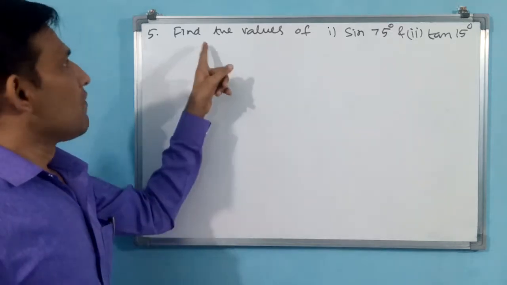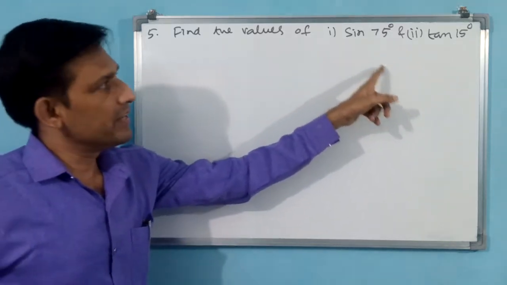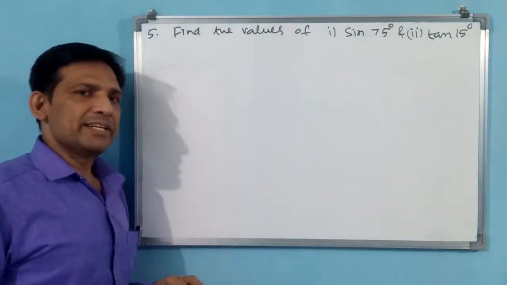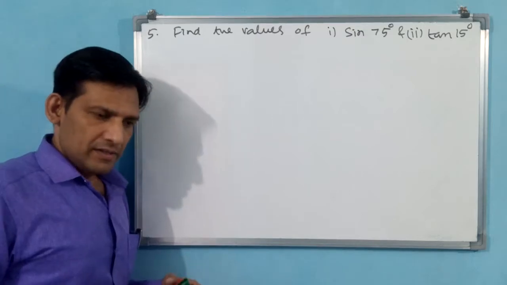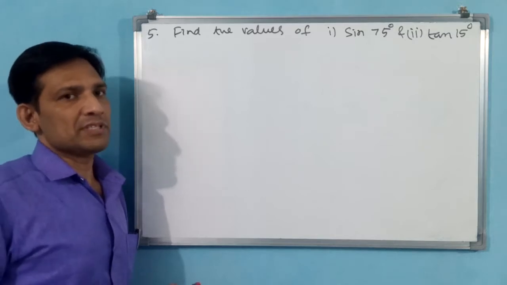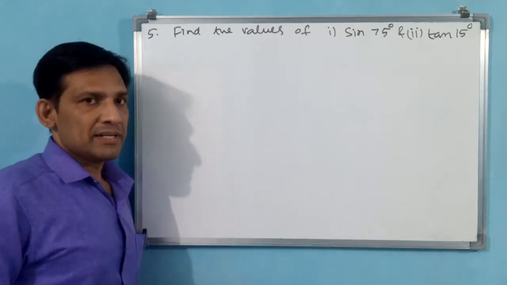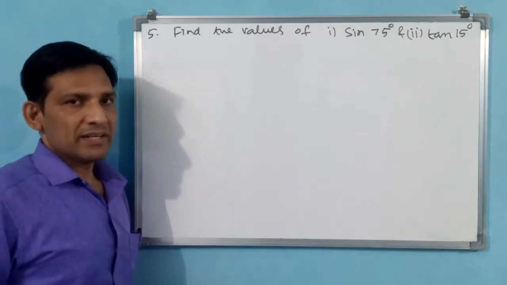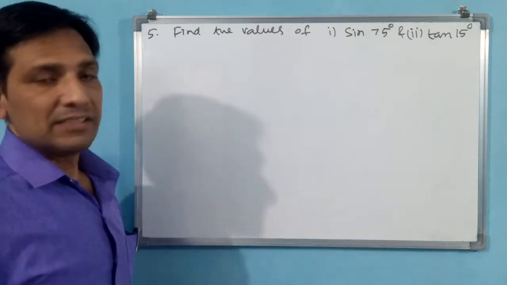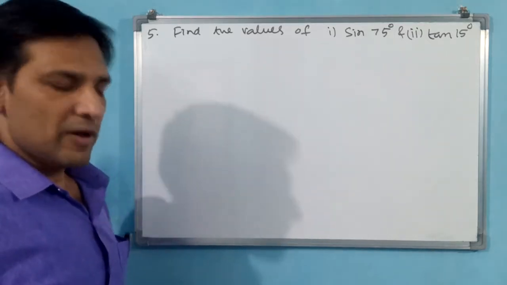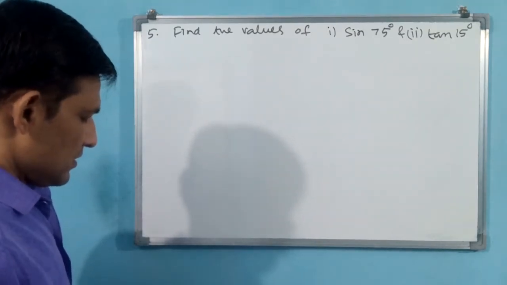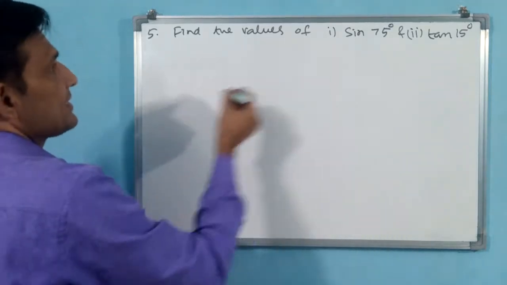See the fifth question. Find the values of sin 75 degree and tan 15 degree. You see, we know sin, cos or tan of 30 degree, 45 degree, 60 degree, 90 degree. But we don't know 75 degree and 15 degree. How to achieve this? We can achieve 45 plus 30, 75, and 45 minus 30, 15 degree. For that, formula you have to apply: sin A plus B, tan A minus B formula. Okay, let us see how to make this answer. First, let us see sin 75.